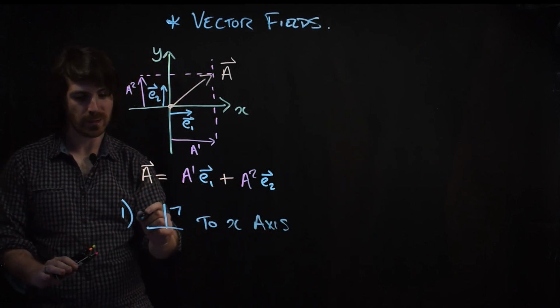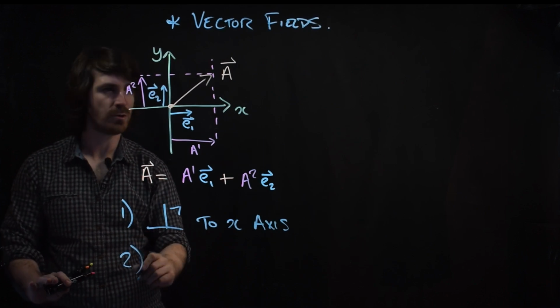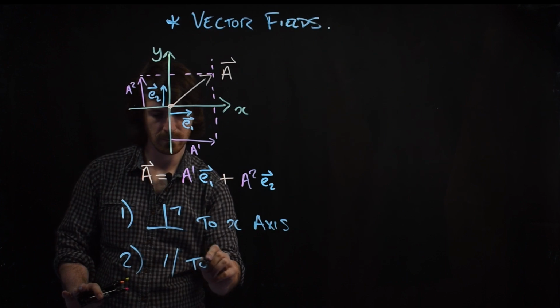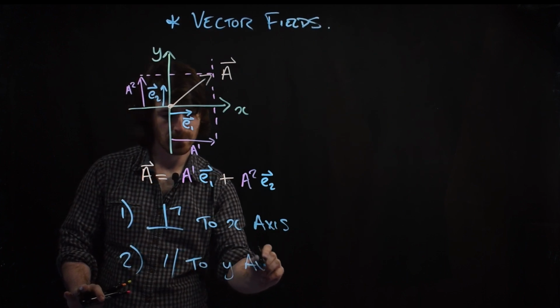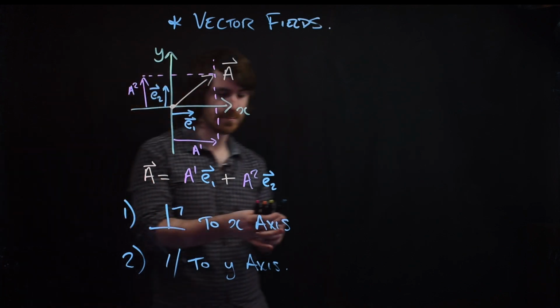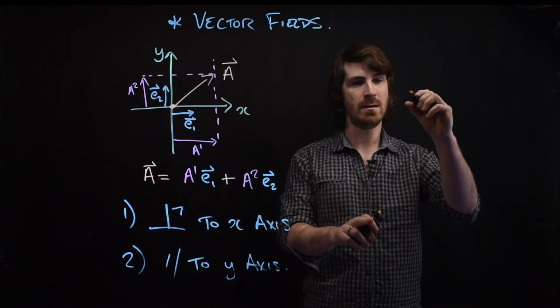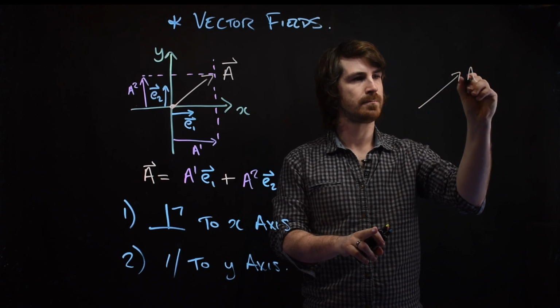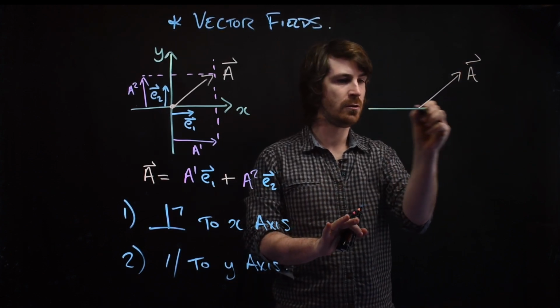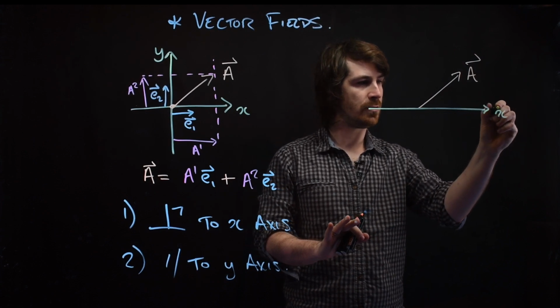But we could equivalently say that the torch is shining parallel to the y-axis. But let's consider another case. We've got the same vector A, but now let's have a coordinate system in which the coordinate axes are not orthogonal.